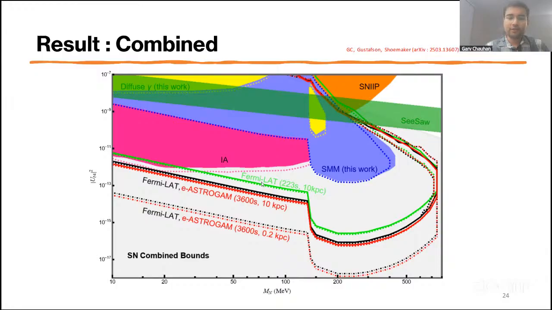Finally, for the future projections, we see that even with a modest time window of 223 seconds, and assuming that the supernova is at 10 kiloparsec, we can already reach mixing angles for higher masses of order 10 to the power minus 16, which is a lot. These are very small couplings.